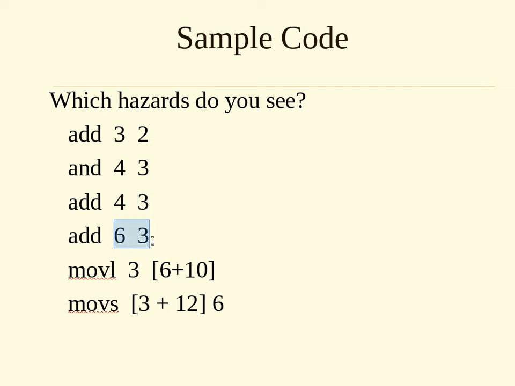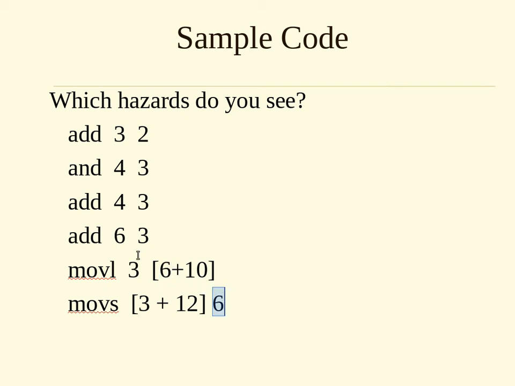And then we're going to add 6 and 3. Right here we don't have a hazard because by this time the 3 has been written back and the 6 is good. But if we want to move L, we are going to have to forward the value 3 to here. And then let's see what we're doing. And then, I'm sorry, actually there's no problem right here because we just need to forward the 6 in order to read the address. So we got that.